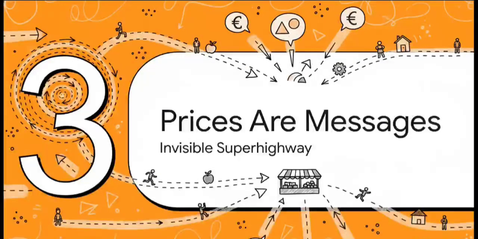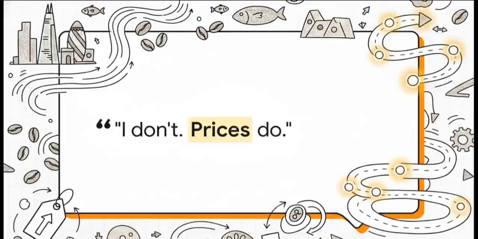Let's hit Section 3. Prices are hidden messages. The invisible superhighway. Now that we've seen how two people, or even two countries, trade, how do millions of humans coordinate their daily lives without a boss telling them what to do? There's this incredibly famous story where the Soviet leader Mikhail Gorbachev visited Britain, and he asked Prime Minister Margaret Thatcher, "How do you make sure people get food?" Her reply was stunningly simple.